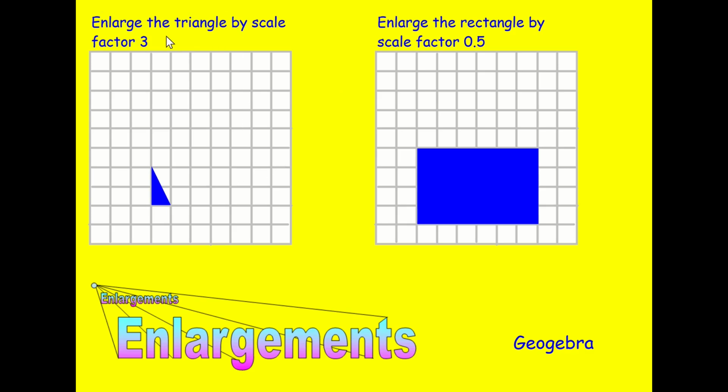Well, when I say enlarge the triangle by scale factor 3, I basically mean I'm timesing the sides by 3. So if the sides were 1 in length, then suddenly they're going to become 3, because 1 times 3 is 3. And then for a height of 2, I'm going to do 2 times 3, so I'm going to get 6. And this would be a possible triangle that I could draw. I'd have to fill it in, but it would be that sort of thing.